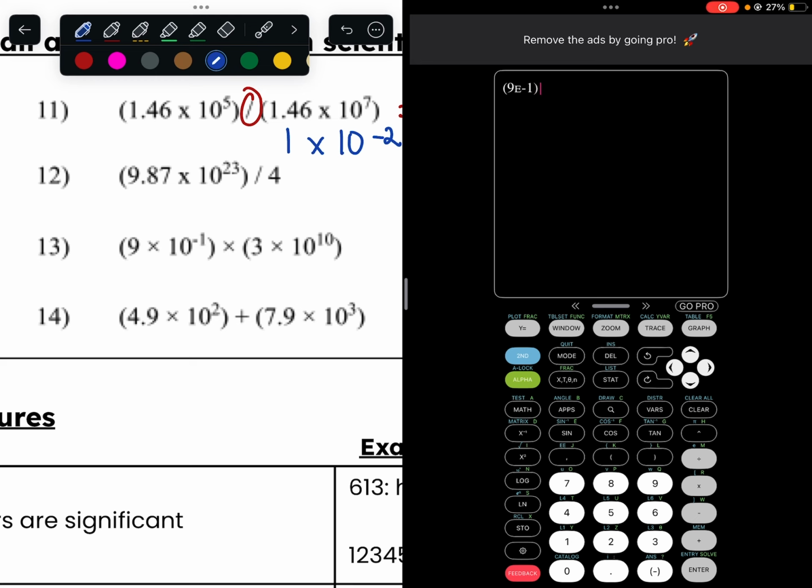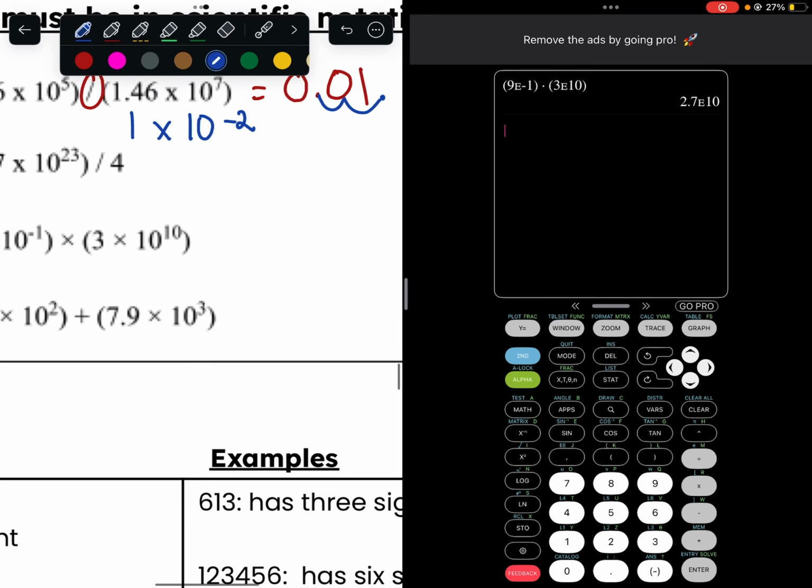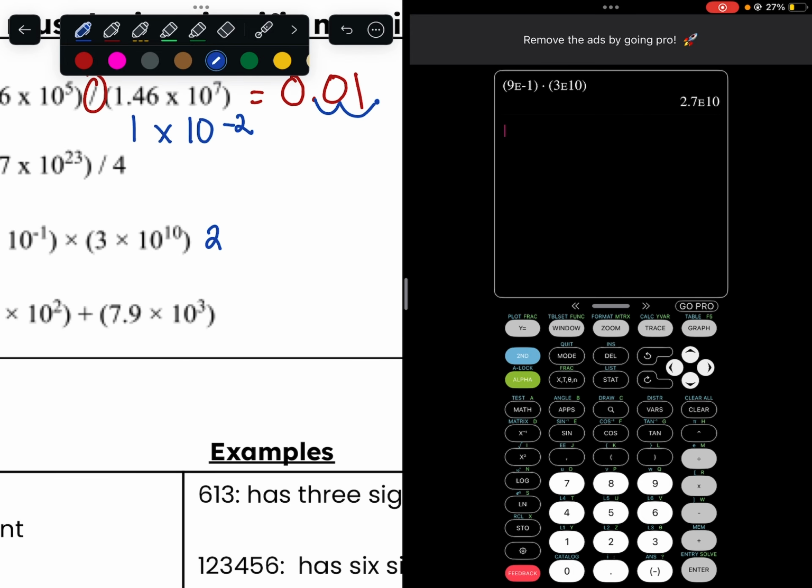Then you're going to multiply that by the next number, so 3 second EE 10. Notice how there's no tens, there's no multiplication signs within the scientific notation. And then you should get that answer of 2.7 E10, which just means the same as 2.7 times 10 to the 10th.